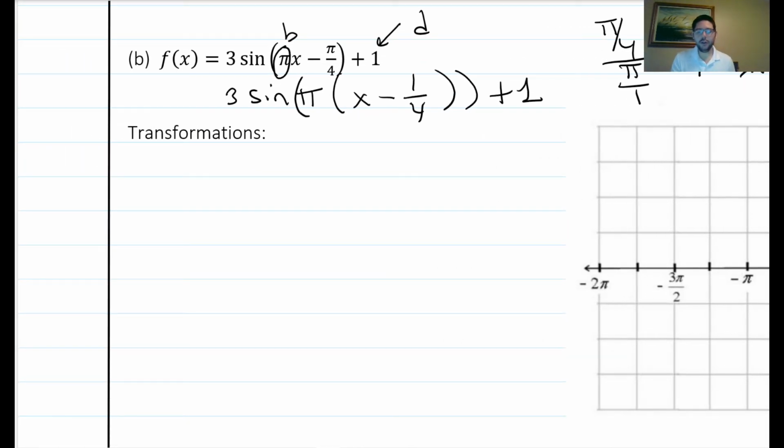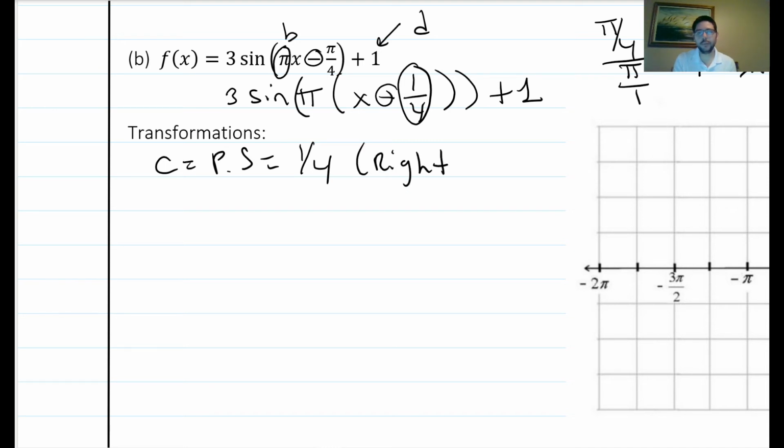All right, so now we know that our phase shift, which is C, is actually going to be positive 1 over 4 because there's already a negative in the formula right there. So it's going to be, not pi over 4, it's going to be 1 over 4, which means to the right. All right, so that's my phase shift.